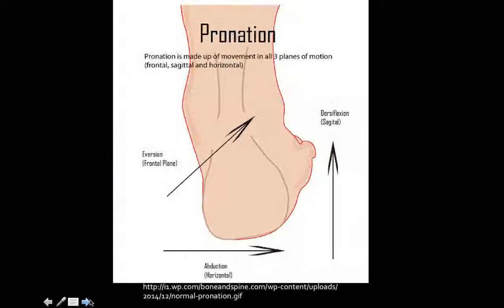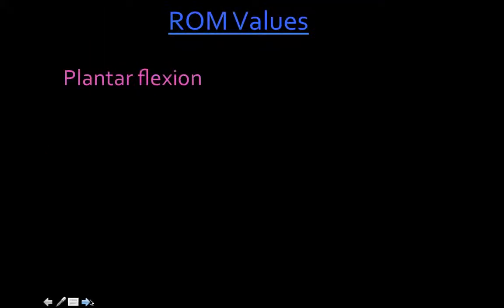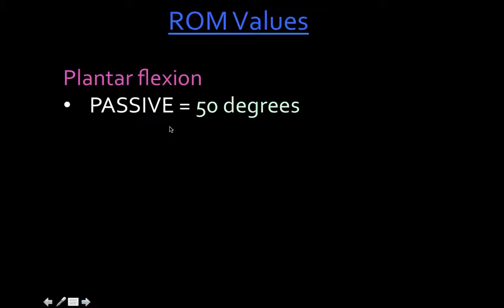Alright, let's keep going. Okay, range of motion values. So we've talked about plantar flexion and dorsiflexion before and what's needed for both of those. When we look at plantar flexion, just as a reminder, with passive range of motion, you can point your toes down on average between 45 and 50 degrees. We're going to go with 50 degrees, right? I did this as a quiz question from last week.